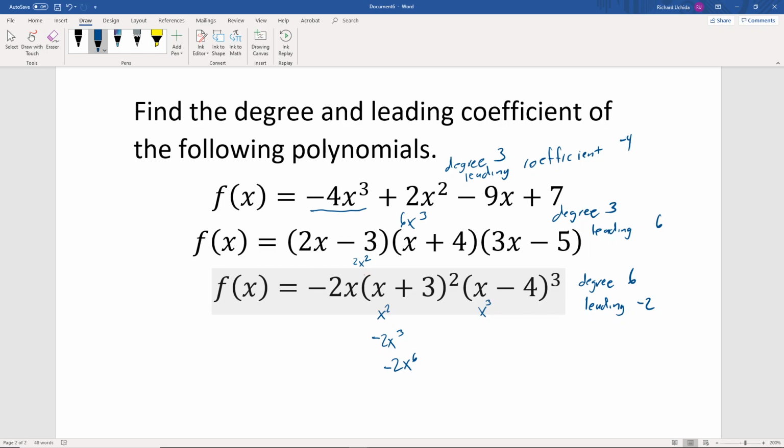Those two things will tell us what happens to the far right of the graph, so as you go off to infinity, what's happening to the graph that way, and also what happens to the graph on the far left side as it goes to negative infinity. So it's very important to be able to find the degree and leading coefficients of the polynomial functions.